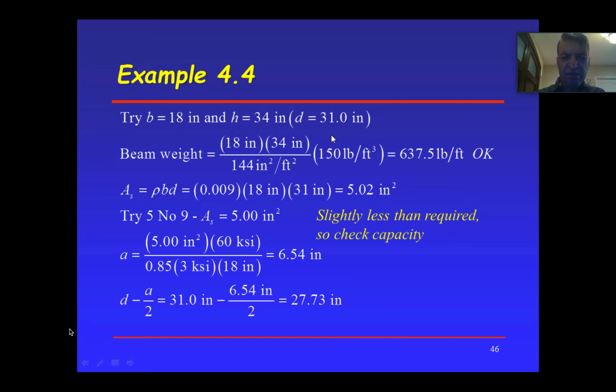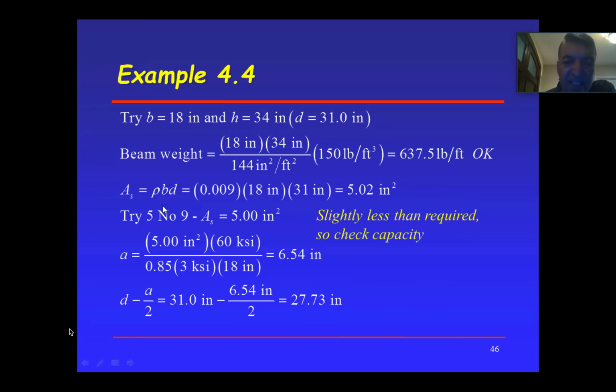All right, so then you figure the beam weight again. 18 times 34, look at this, it came 637. 637 is close to 650, so that's okay, especially since you assumed your beam heavier than what it is, so you're on the safe side. You can go ahead and do another cycle, assume the beam weight is 638, whatever, but it's not going to be much difference.